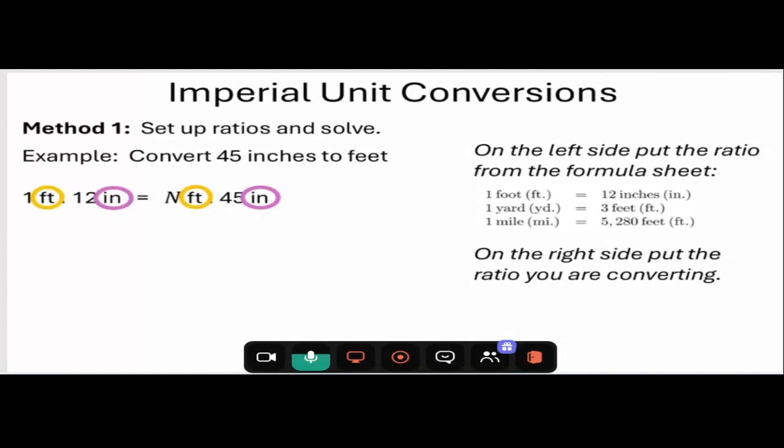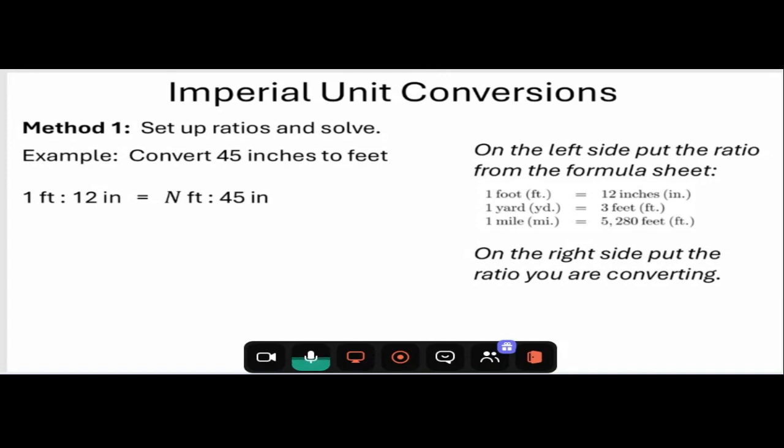And what I want you to see there is that on the left side of each ratio is the feet, and on the right side is the inches. You could also have reversed that, as long as you're consistent. So whatever is on the left stays on the left, whatever is on the right stays on the right. So we have feet to inches on the left and feet to inches on the right, including our known amount of inches and the amount of feet that we want to calculate.